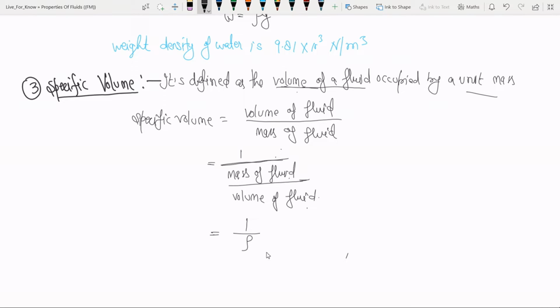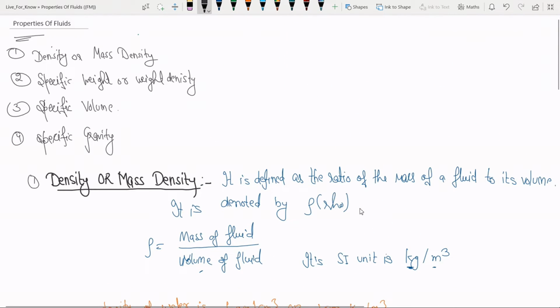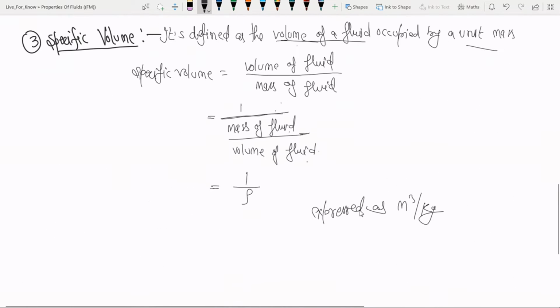And it is expressed as meter cube per kg, and it is commonly applied to gases, and it is the reciprocal of mass density. Simple. Reciprocal means divided by 1, so that is called reciprocal. And now the next point is specific gravity.